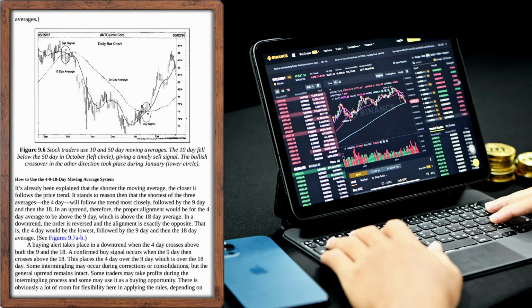How to use the 4-9-18-day moving average system. It's already been explained that the shorter the moving average, the closer it follows the price trend. It stands to reason then that the shortest of the three averages, the 4-day, will follow the trend most closely, followed by the 9-day and then the 18. In an uptrend, therefore, the proper alignment would be for the 4-day average to be above the 9-day, which is above the 18-day average. In a downtrend, the order is reversed, and the alignment is exactly the opposite. That is, the 4-day would be the lowest, followed by the 9-day, and then the 18-day average.